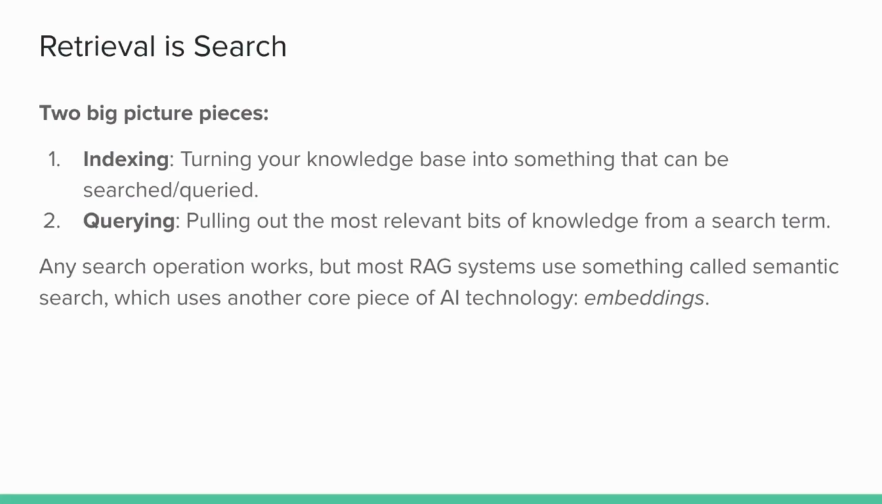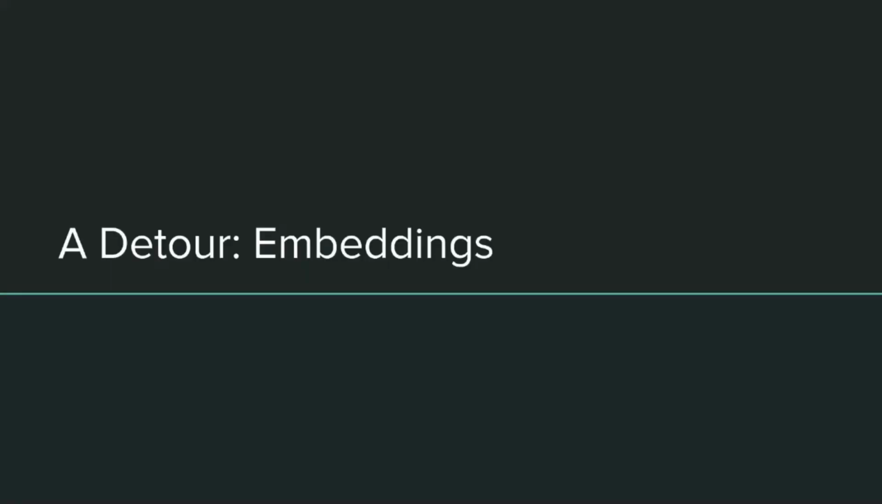Instead, most of these things are built using something called semantic search, which is another core piece of AI technology. It's built off something called embeddings. So I'm going to do a quick detour into what embeddings are, because I think they're one of the most interesting parts of the language model world. And understanding this is also quite core to understanding how semantic search and these different things work.